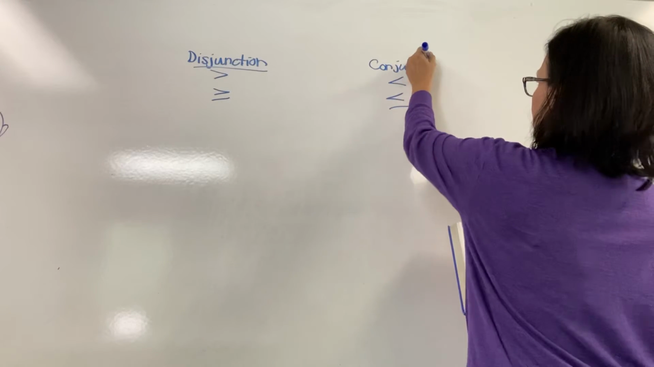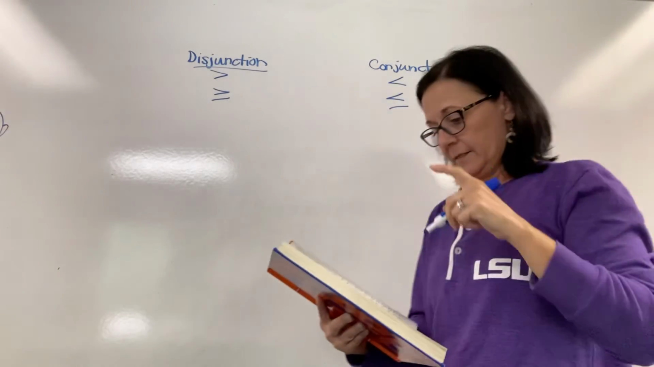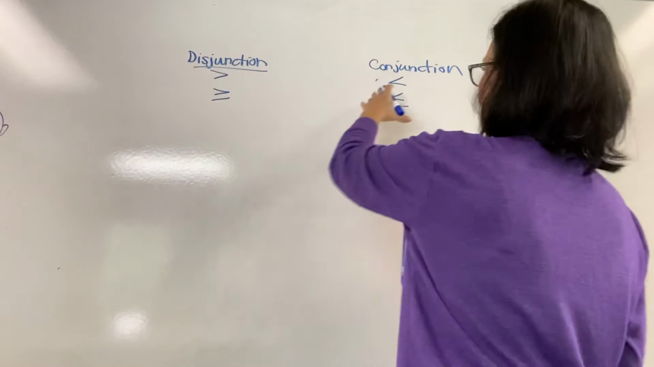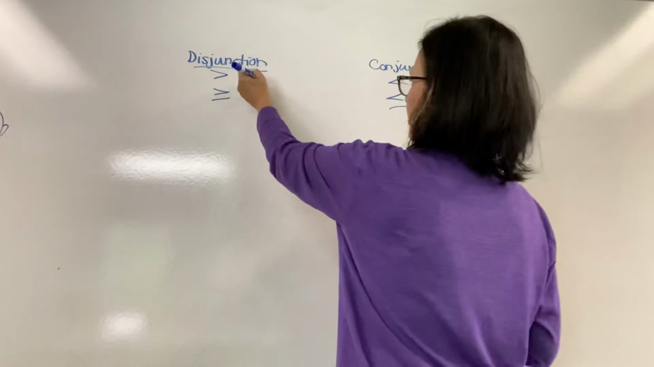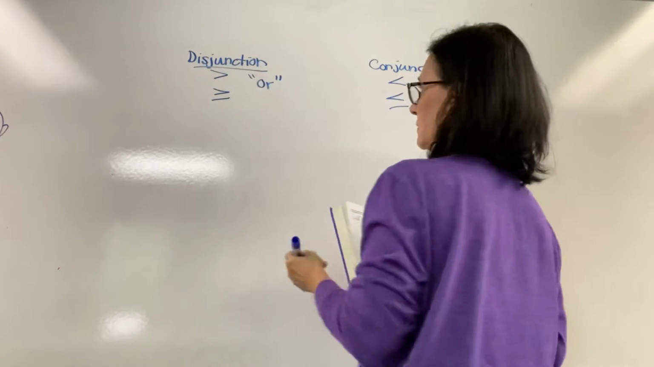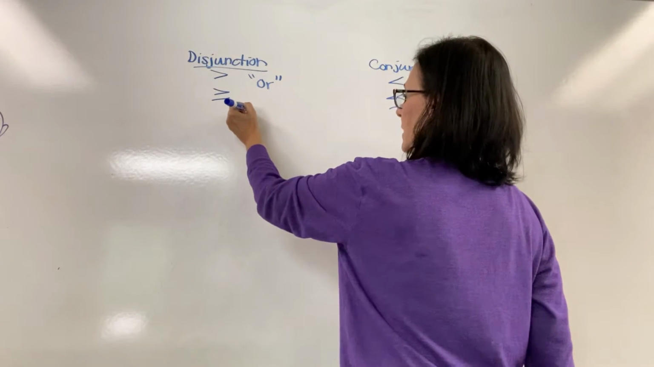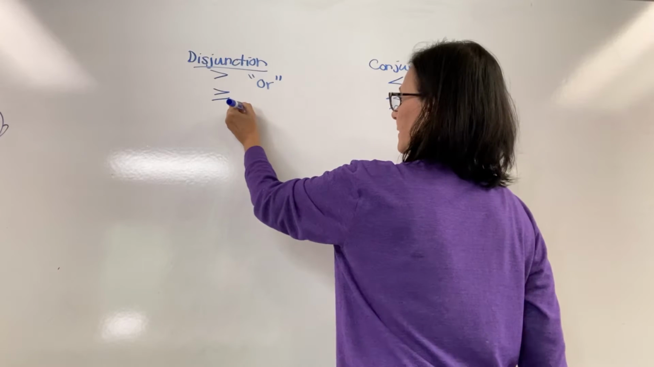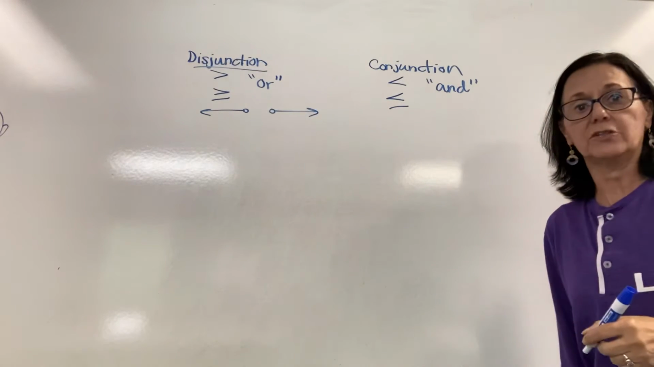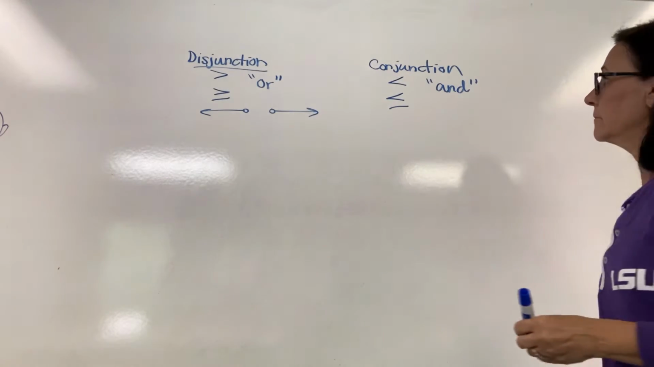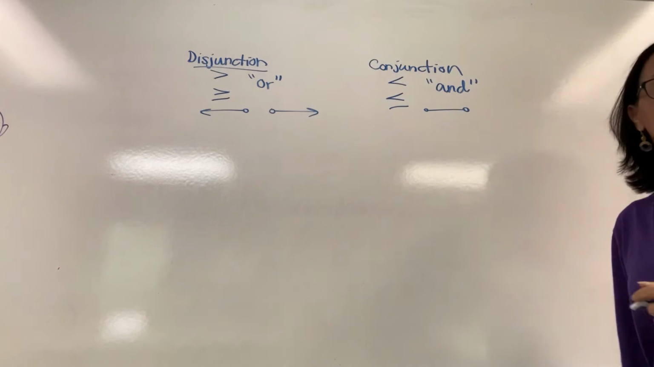A conjunction. I can't spell. All right. With the conjunction, you're going to see the word and. With a disjunction, we're going to see the word or. So when we graph a disjunction on a number line, the results go away from one another. It looks like that. That's what a disjunction will always look like. A conjunction will look like that. Everything is in the middle.